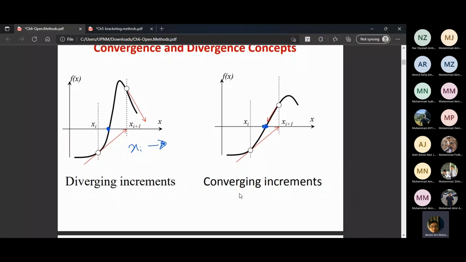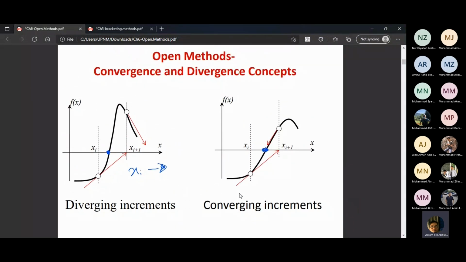Okay, converge means every time we do iteration, so converging increment, each time we increase the iteration. So from the first iteration we go to the second iteration, what will happen? The value of x will converge towards the root. Katakan ini kita punya root. So nilai x kita akan sentiasa menghampiri nilai root. That's what we call as converging.